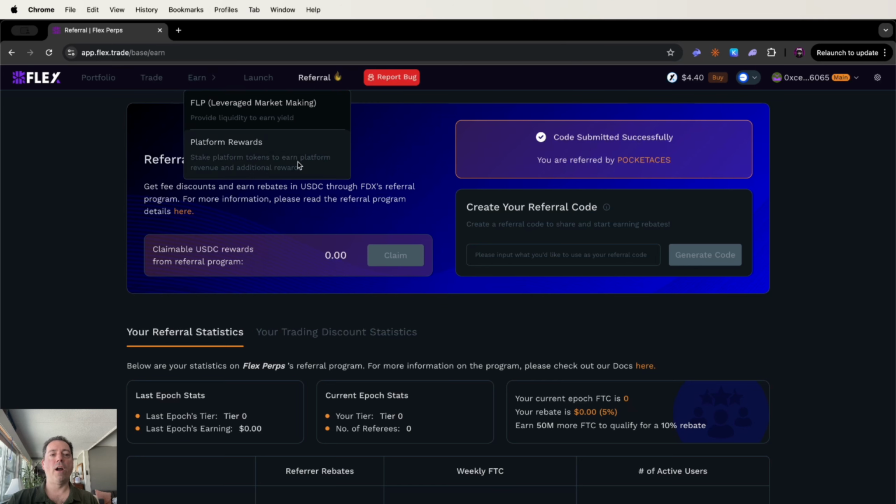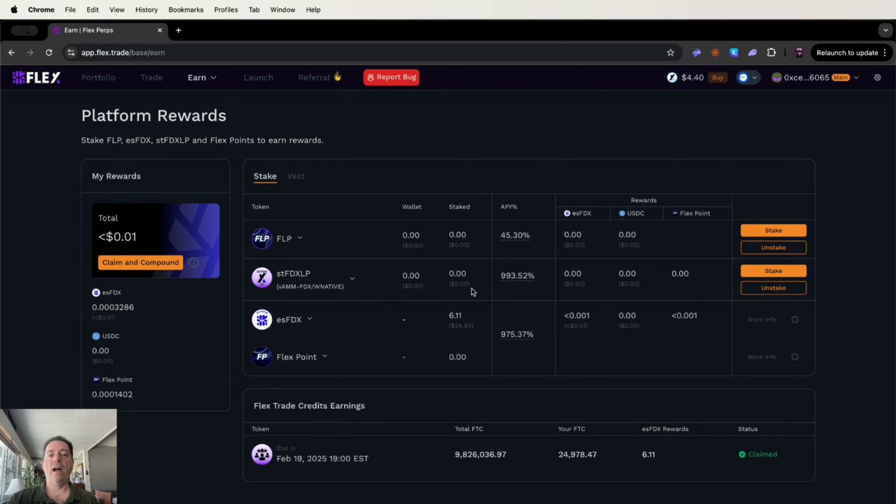And then don't forget your earning opportunities. If you really don't want to trade, there are some great earning opportunities with just this LP, which is basically just their token mixed with ETH, I believe, and by creating that LP pool, you're good to go.